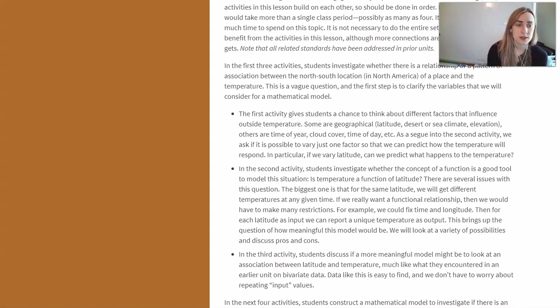These 3 activities in order set up students to basically clarify those variables. First, they think about different factors that influence outside temperature. In the second activity, they decide whether a function would be a good tool to model the situation. And finally, in the third activity, students decide if a more meaningful model might be to look at an association between latitude and temperature.